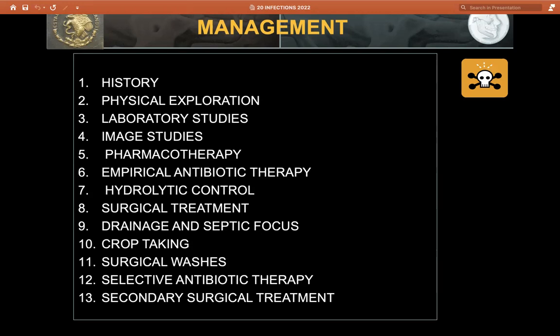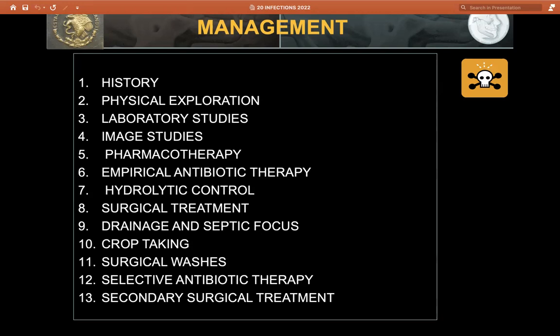We start with an empiric antibiotic therapy, which means that we are always going to choose penicillin if the patient is not allergic. We need to make sure the patient has been hydrated correctly, that he's been taking water most of the time. That's one of the things that will help us with the blood studies as well. We need to make sure we take the source of the infection out. Usually it's the teeth, so we need to do a surgical treatment of taking the tooth out.